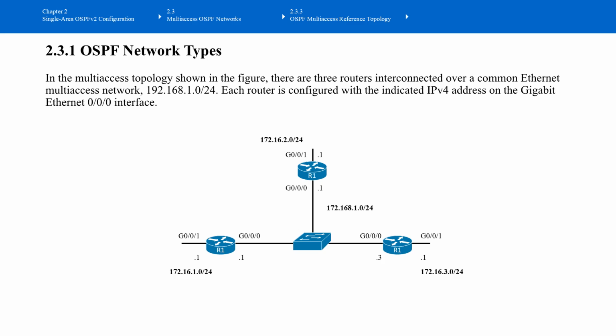Each router also connects to its own local LAN. So for R1, that LAN is 172.16.1.0/24. For R2, its LAN is 172.16.2.0/24. For R3, that is 172.16.3.0/24.